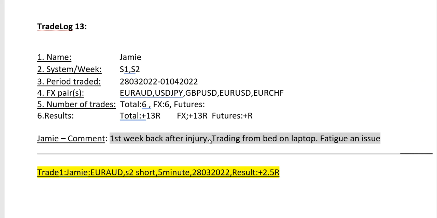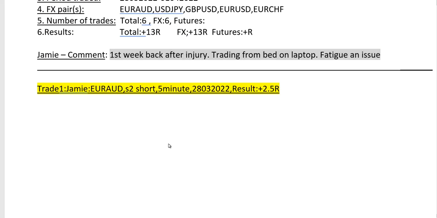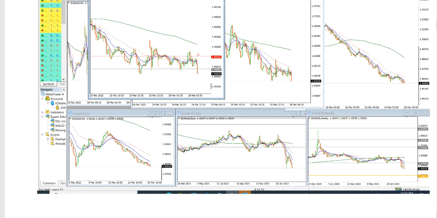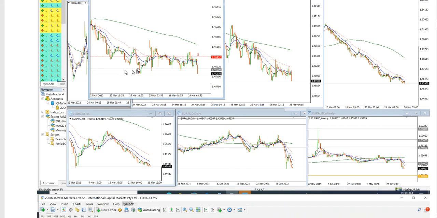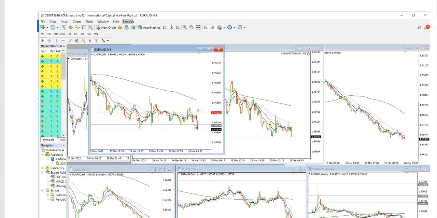And Jamie was trading from his bed, right? In hospital, he was a little bit injured. Now he took 6 trades, so his frequency was a bit lower than normal. 6 trades in 13 hours of the week. Now let's have a look. Euro odd S2 short on a 5 minute. Right, that's a 5 minute, and that's the S2 short, choosing a relatively tight stop.